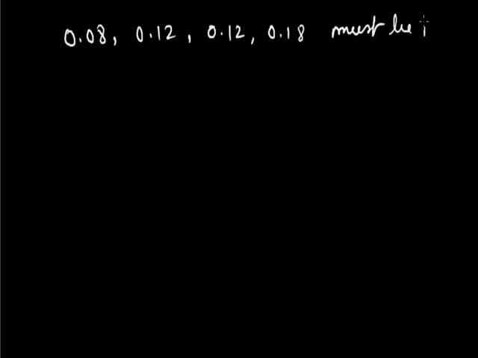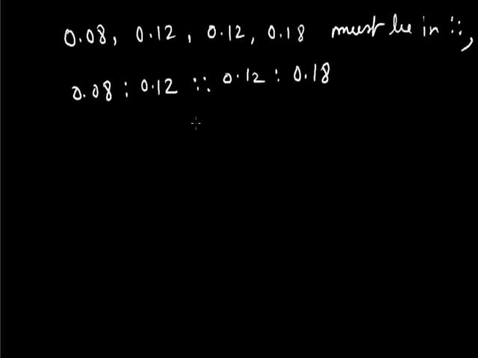If they are in continued proportion, that means 0.08, 0.12, 0.12, 0.18 must be in proportion. Let us verify the result. If they are in proportion, then the ratio of the first two terms is equal to the ratio of the last two terms. Then we can write 0.08 ratio 0.12 is proportional to 0.12 ratio 0.18.